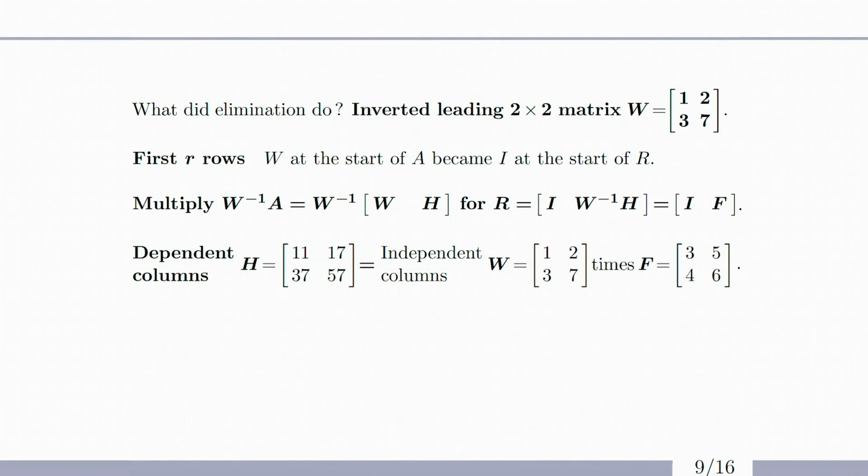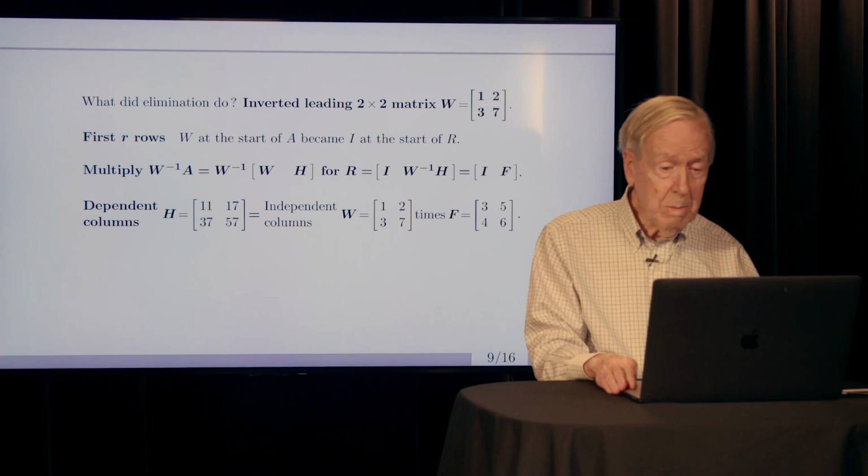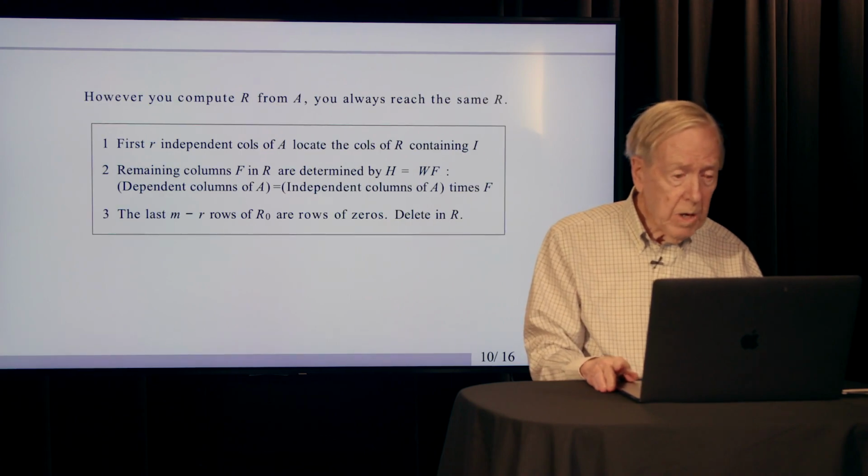I think there's probably an example that leads to number 2. Here, I must have thought ahead. So it says on the screen what I just said, that elimination has inverted the leading matrix. And then it's written out the step H equals WF that connects the original dependent columns to the final dependent columns in F, 3, 4, 5, 6. Okay, I think elimination is just a matter of practice, and you probably have done it.